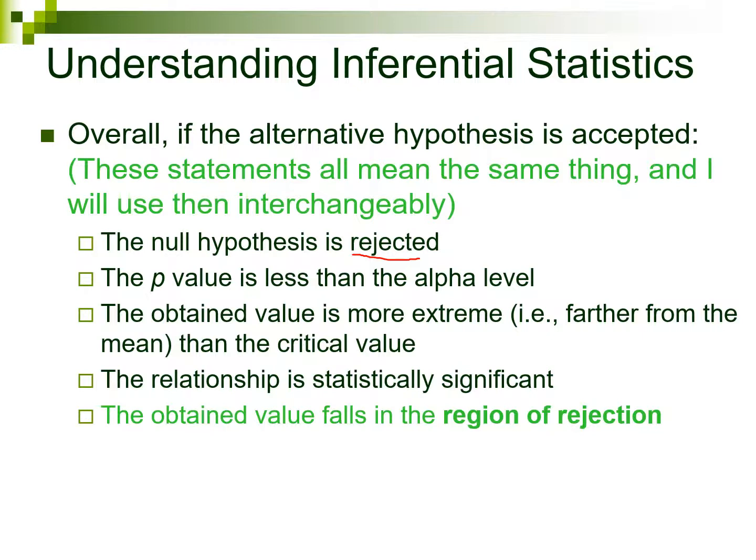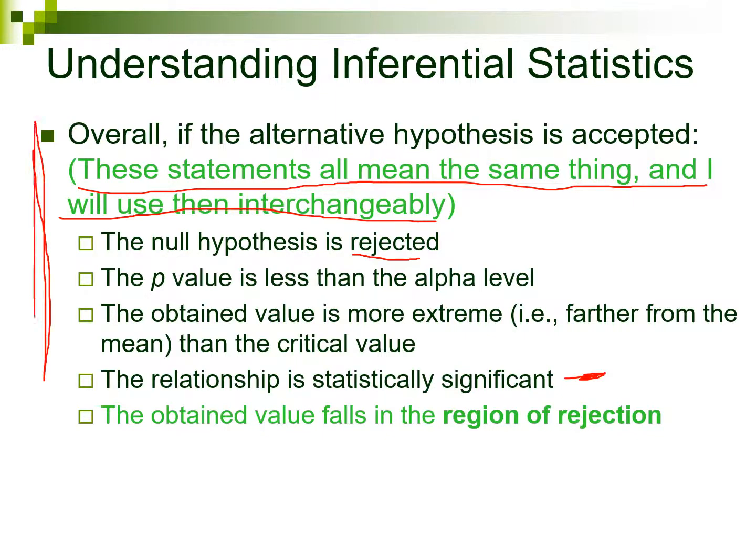Now, what I want to highlight on this slide is that all of these statements mean the same thing, and I will be using them interchangeably. If I say the null hypothesis is rejected, you should just come to know, oh, well, that means we accept the alternative hypothesis. If I tell you that the relationship is statistically significant, you should say, oh, well, yeah, that just means the alternative hypothesis is accepted. I don't expect you to know all of this information at once, but over the next couple of weeks, just get used to all of these terms meaning the same thing.